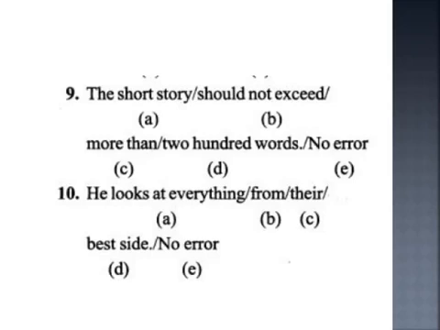Question number 9 on spotting errors. The short story, A, should not exceed, B, more than, C, 200 words, D, no error, E. Question number 10. He looks at everything, A, from, B, there, C, best side, D, no error, E.